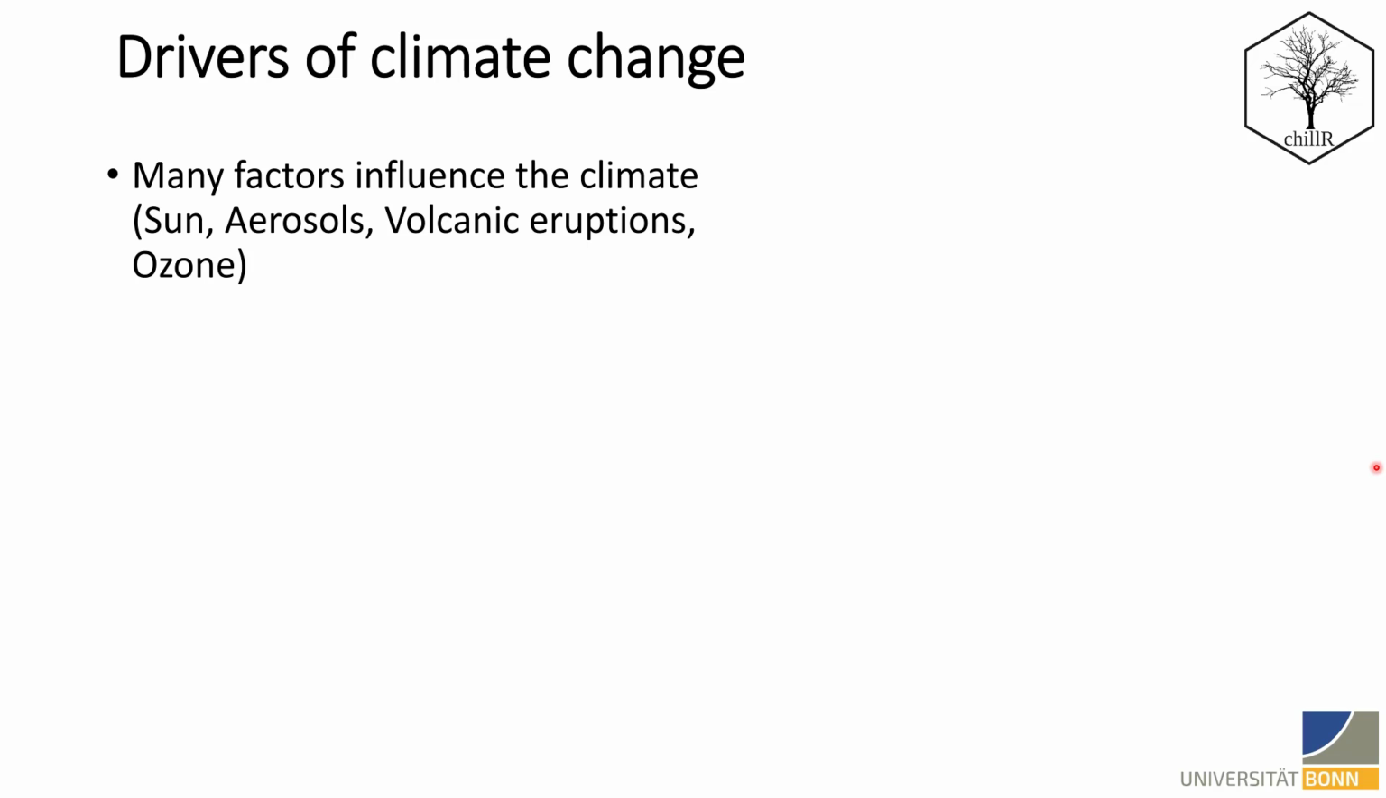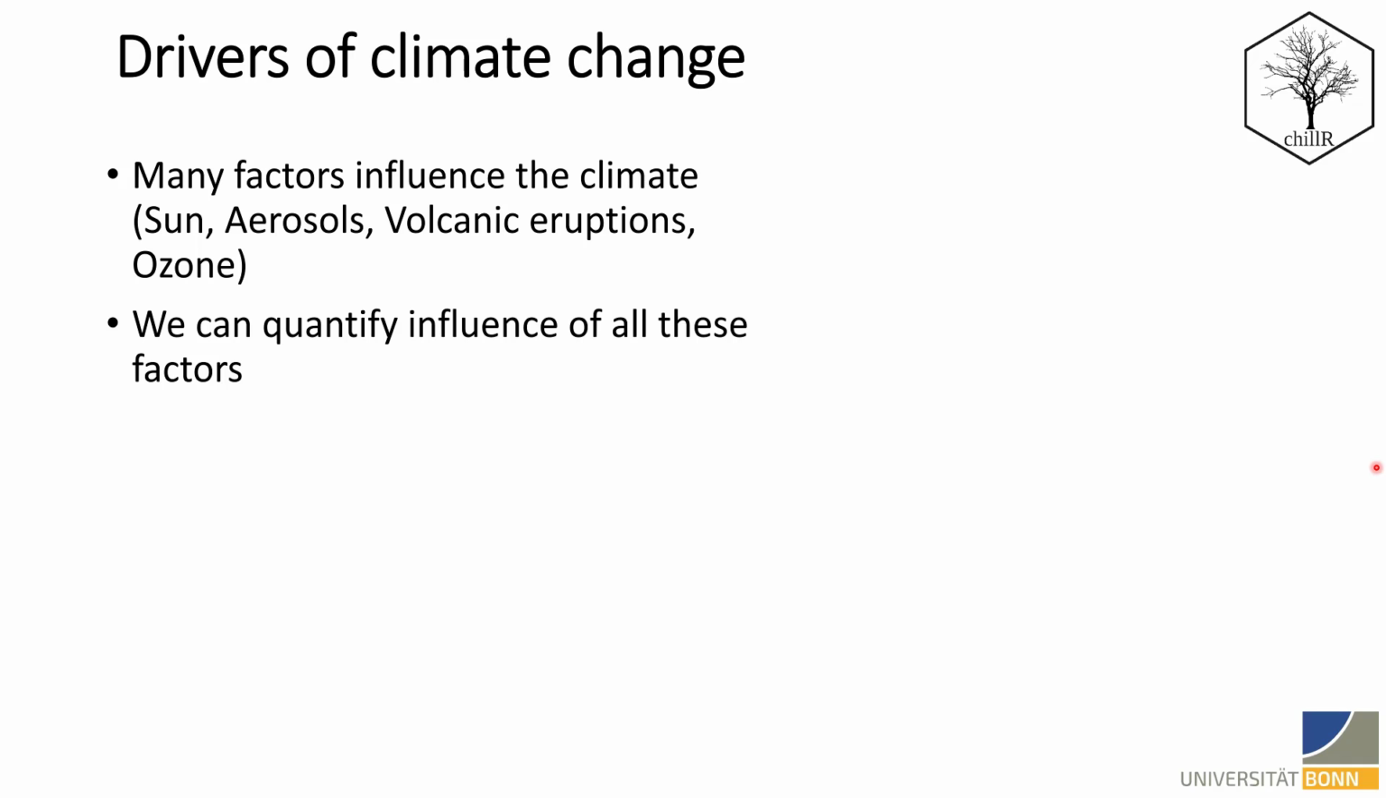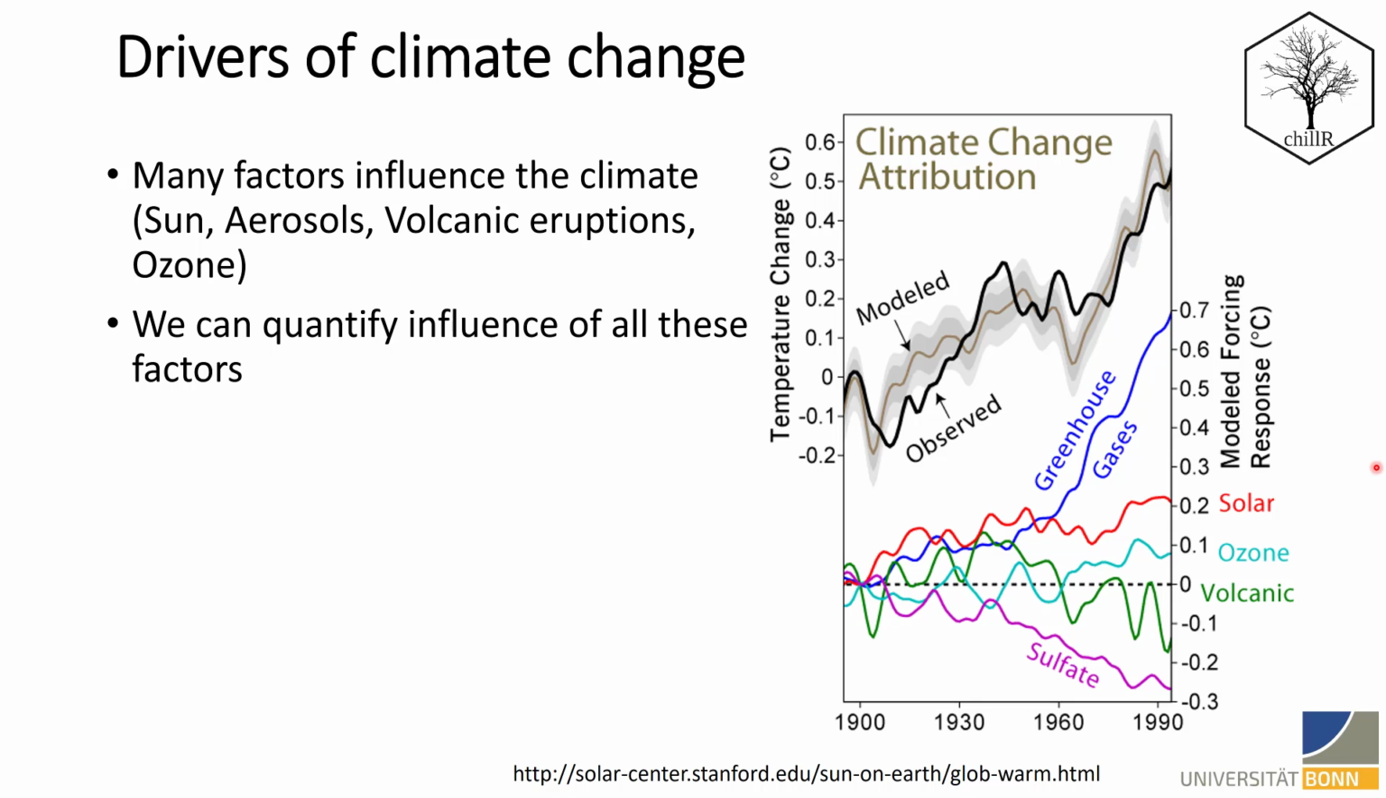So we've seen that many factors influence the climate. Sun, aerosols, volcanic eruptions, ozone, and greenhouse gases, of course, are probably the ones that are most relevant for us today. And fortunately, we can quantify the influence of all these factors because we have pretty skillful climate scientists who have figured out a lot about how the climate system works. There are models, there have been lots and lots of studies, and we understand quite well the impact that all these different factors have, to the point where we can make attribution studies.